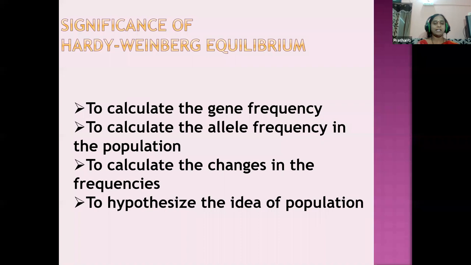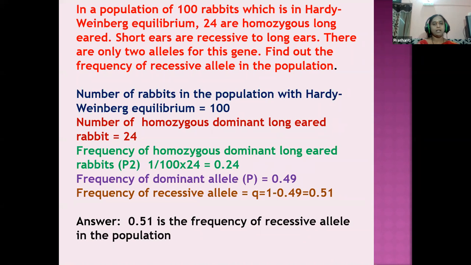Here is a problem, children. For example, in a population of 100 rabbits, 24 are homozygous long-eared and short ears are recessive to long ears. So find out the frequency of recessive allele in the population. So here in this problem, they are asking about the frequency of recessive allele. So the number of rabbits in the population are 100. So the number of homozygous dominant long-eared rabbits are 24. So when we calculate the homozygous dominant long-eared rabbits frequency, that is 1 by 100 into 24, it is 0.24.